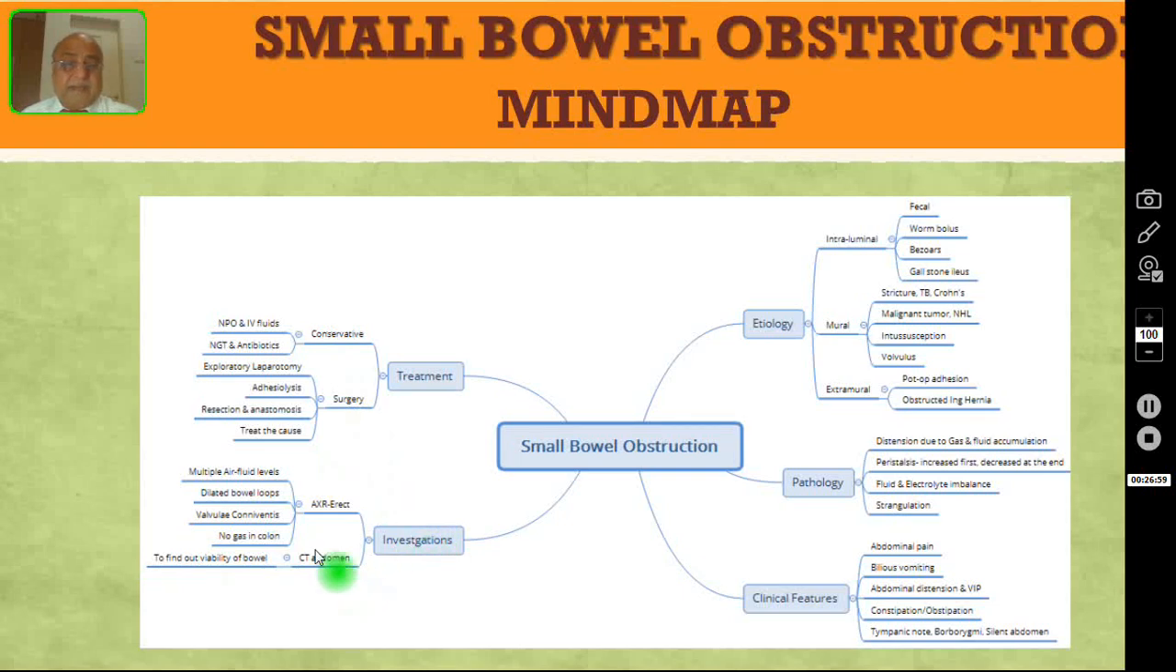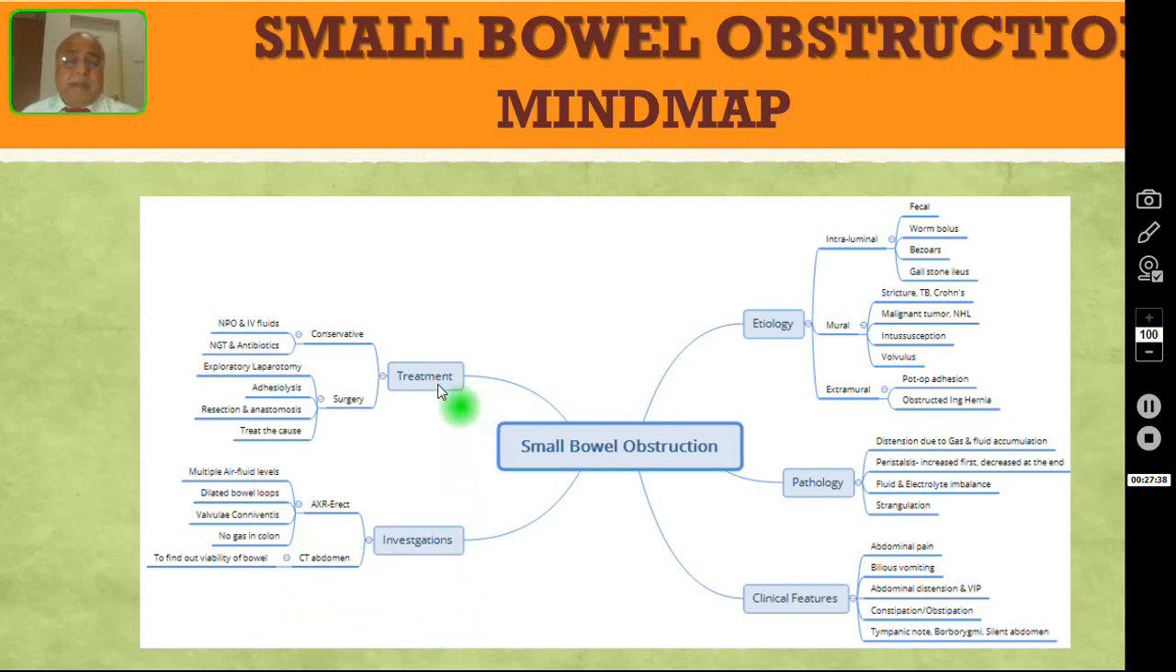Coming to the investigations, the gold standard investigation is just a simple abdominal X-ray erect. Here you can see multiple air fluid levels. You can see dilated bowel loops of more than 3 cm. You can make out the valvulae conniventes, and if it is a complete obstruction, you cannot see any gas anywhere in the colon. If you want to know about the viability of the bowel, you can go for CT abdomen, where you use only the IV contrast, and you can see the enhancement of the bowel wall. If it is there, that means the bowel is viable.